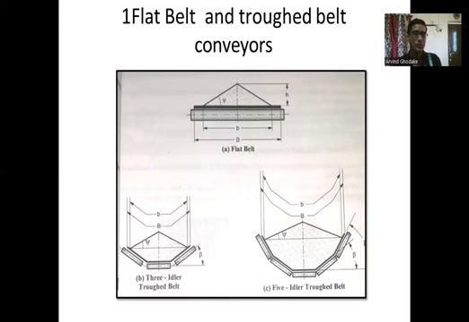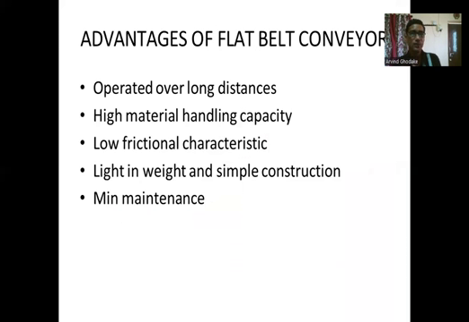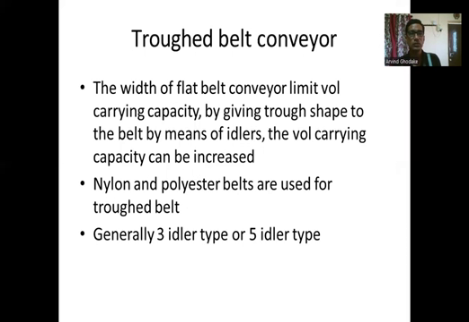Then second one is the trough belt conveyor. There is a use of 3 idlers or more than 3 idlers, that is a 5 idler trough belt conveyor, to support the belt. So these are the flat belt and trough belt conveyors. Then advantages of flat belt conveyor: it operates over long distances, high material handling capacity, low frictional characteristics, light in weight and simple in construction, and minimum maintenance cost.